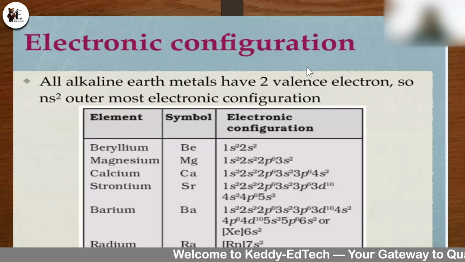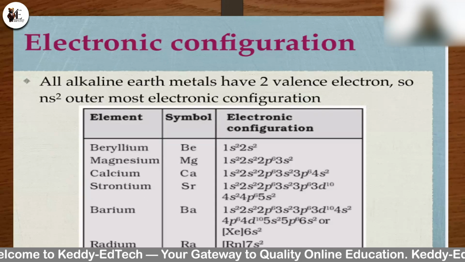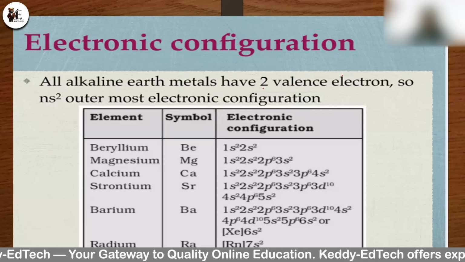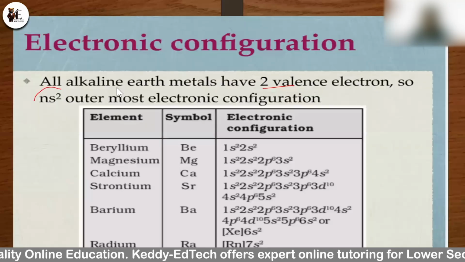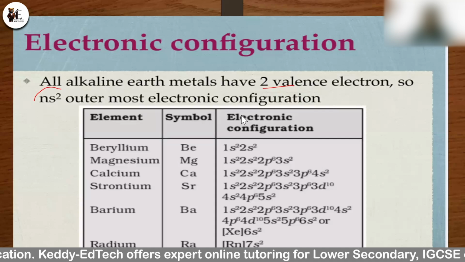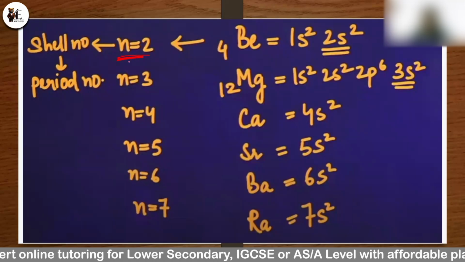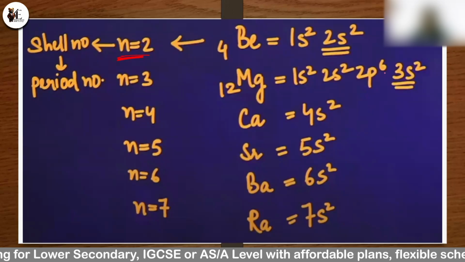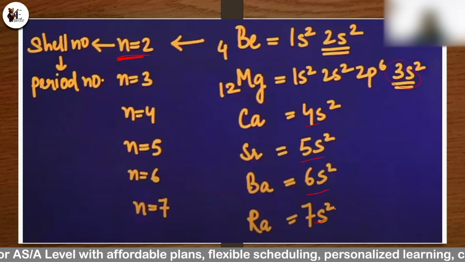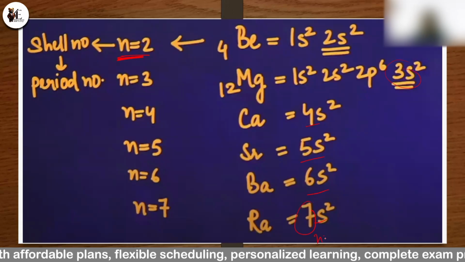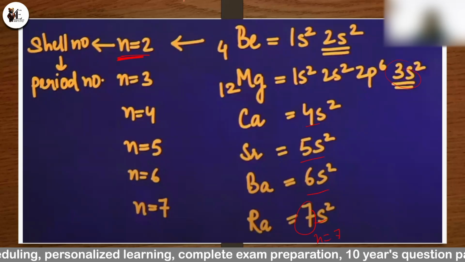Now these are the electronic configurations of all the alkaline earth metals. They have two valence electrons, so ns2 is the outermost electronic configuration. Here n is your shell number or period number. For barium it is 6s2, for radium it is 7s2, and this n is the principal quantum number or period number, because radium belongs to the 7th period, right?